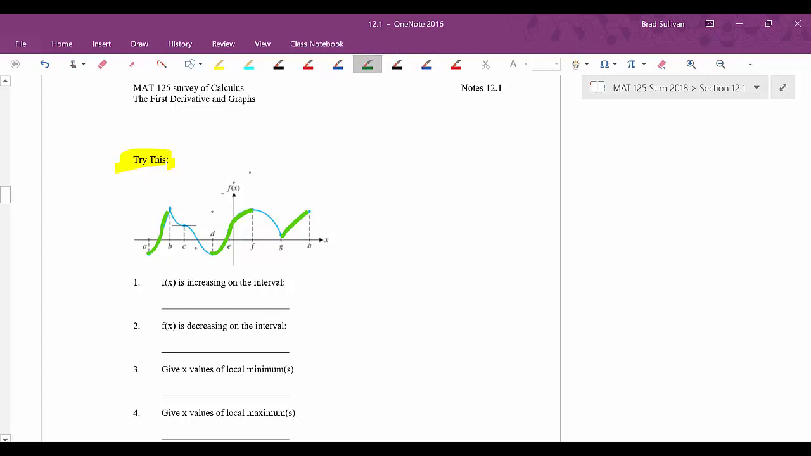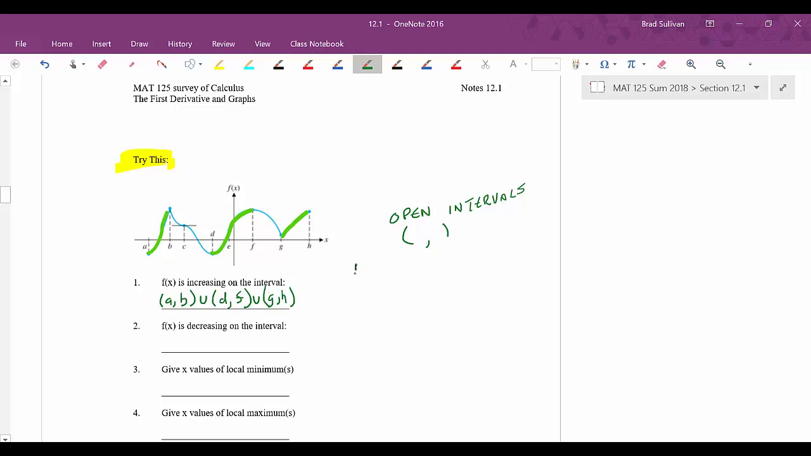All right, so what you should have done here is increasing. You always use open intervals. Anytime you're naming an interval where a function increases or decreases, you always use parentheses, so it doesn't include the endpoints. We would say it's increasing on the interval a to b with parentheses, and then we usually have a union to get the next one. From here you could go all the way d to f, and I'll explain a little more about that in a minute. And then from g to h. Be sure to use open intervals.